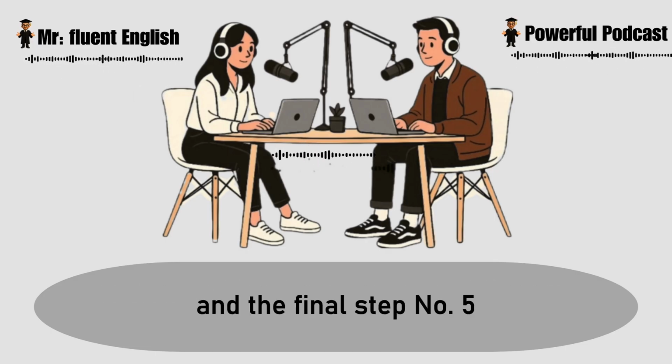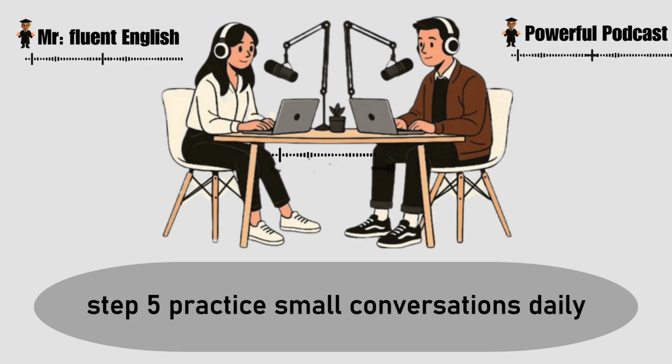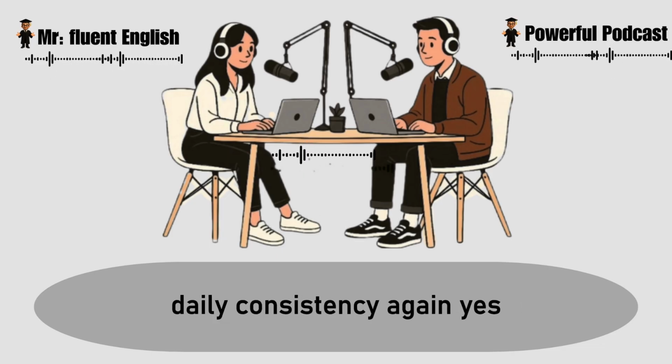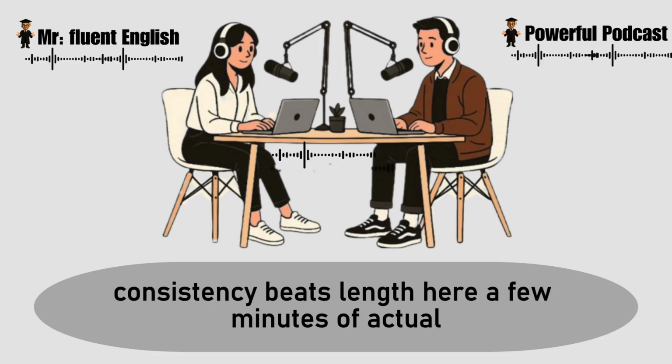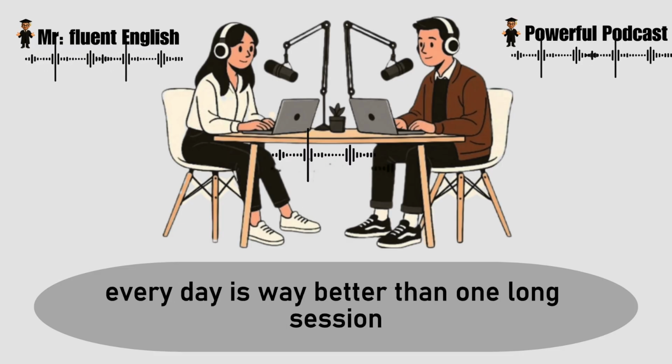Makes sense. And the final step, number 5. Step 5, practice small conversations daily. Daily. Consistency again. Yes. Consistency beats length here. A few minutes of actual conversation practice every day is way better than one long session once a week.